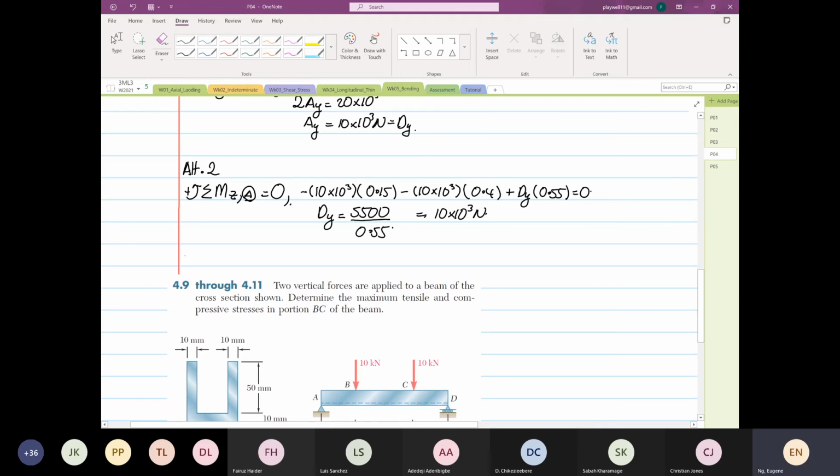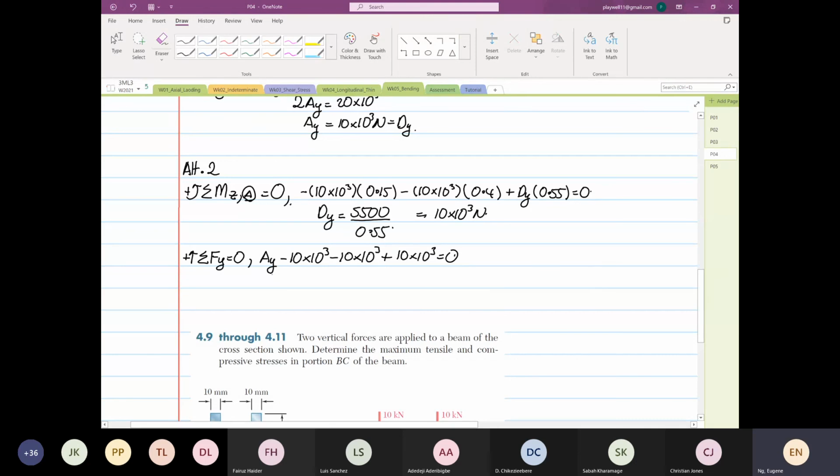Then what you do is summation of forces in the y direction is equal to 0 again. So what we will get is Ay minus 10 times 10 to the power 3 minus 10 times 10 to the power 3 plus 10 times 10 to the power 3. The whole thing is equal to 0. So from here we can get Ay is equal to 10 times 10 to the power 3.